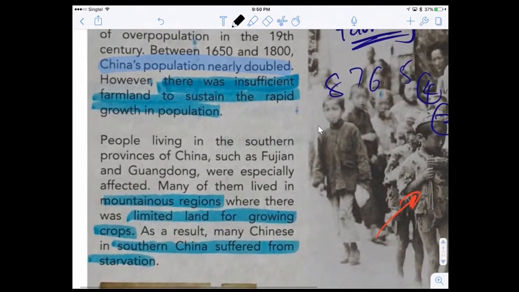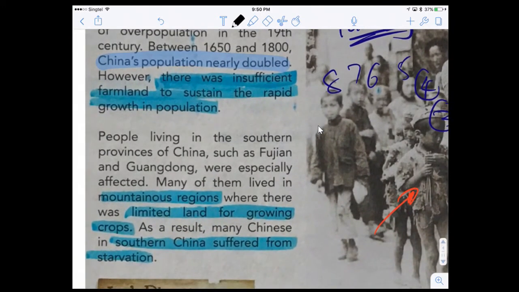So not only that, the people who came are from Fujian. So that's why you have the Hokkien people in Singapore, right? Fujian and Guangdong, the Hokkien and the Cantonese. Why are they affected the most? You have to look at their farmland. They live in mountain areas, right? Example, so mountain areas like this.